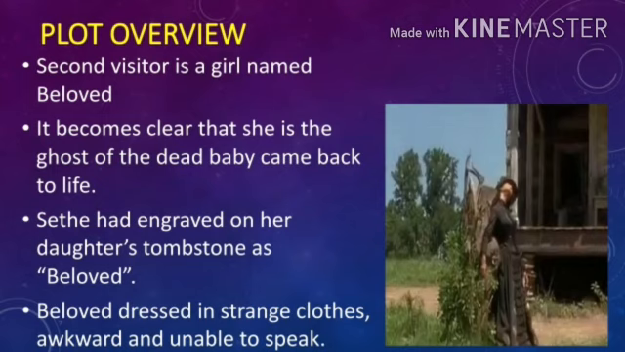The second visitor is a girl named Beloved. She sits in front of their home and calls herself Beloved. It gradually becomes clear that she is the ghost of the dead baby come back to life at the age that the baby would have been had it lived. Sethe comes to believe that Beloved is the daughter she had killed, as "Beloved" was all that she could afford to have engraved on her daughter's tombstone.